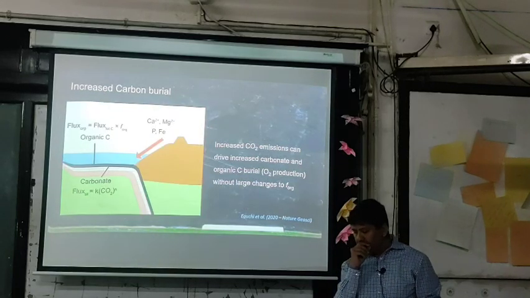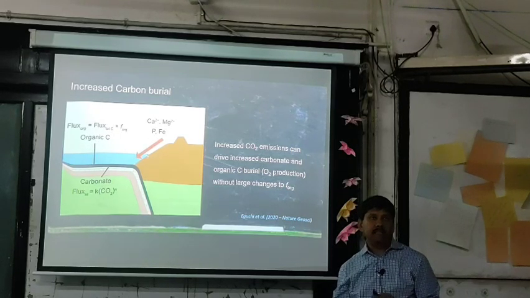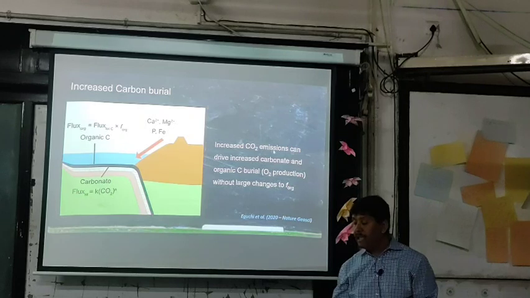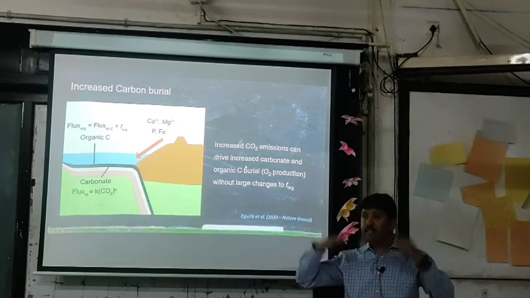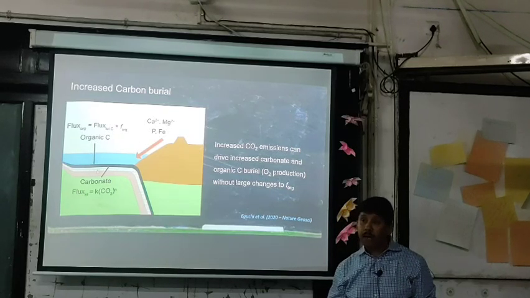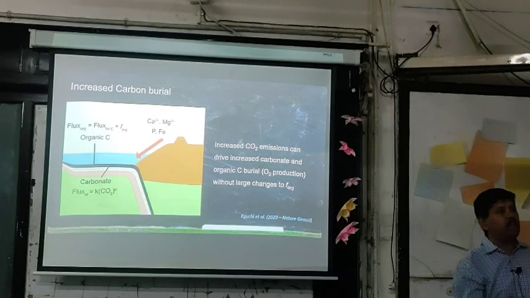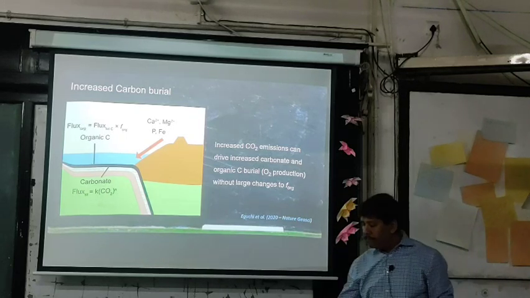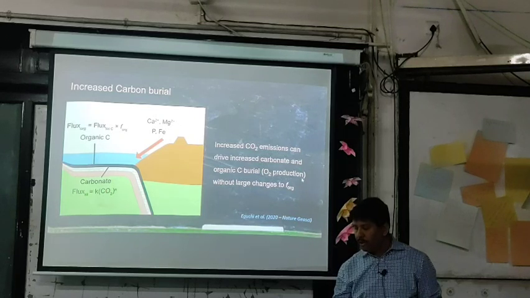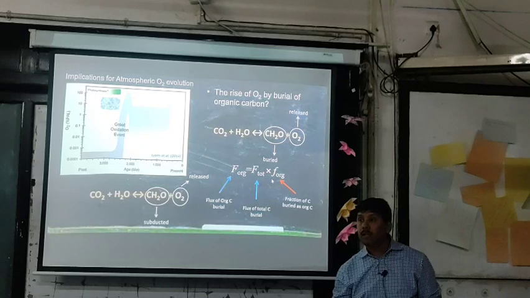So we conceptualized an idea that it was indeed increased carbon burial, but increased carbon burial in our model is not by preferential burial of organic carbon. It is aided by increased CO2 emission from the mantle of our planet. Increased CO2 emission will drive both increased carbonate and organic carbon burial, because if you put more CO2 into the ocean-atmosphere system, there will be deposition of carbonates and organic carbon, both will increase. And organic carbon burial will cause oxygen production without any large change in f_org. So instead of changing this lowercase f_org, we are going to change this F total. Right? It's a simple equation.